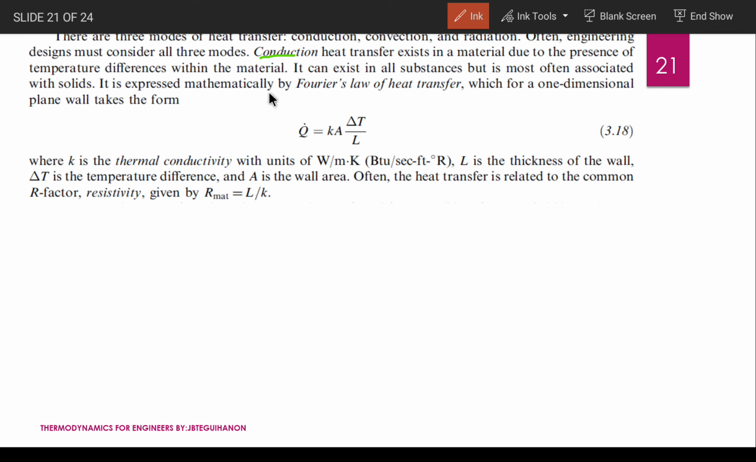It is expressed mathematically by Fourier's law of heat transfer, which for a one-dimensional plane wall takes the form of Q dot is equal to K times A times delta T over L. Of course, yung K is the thermal conductivity with units of watt per meter Kelvin or BTU per second foot Rankine. L is the thickness of the wall.